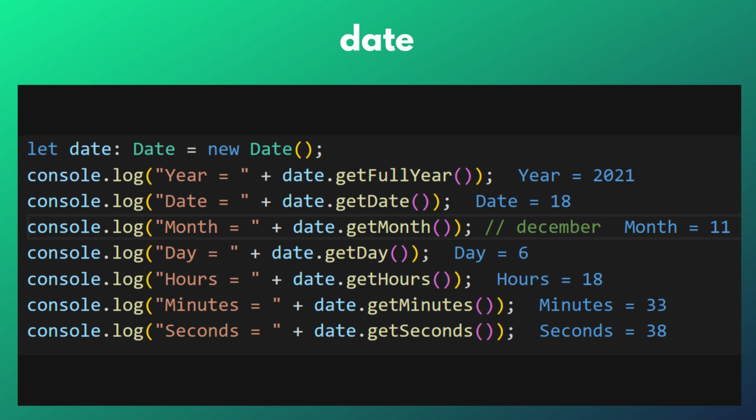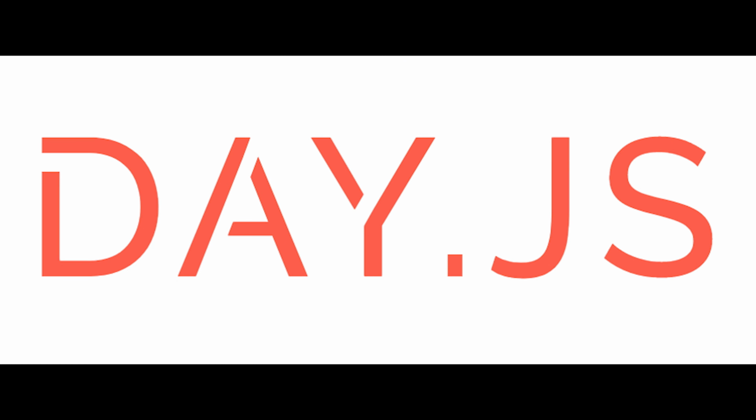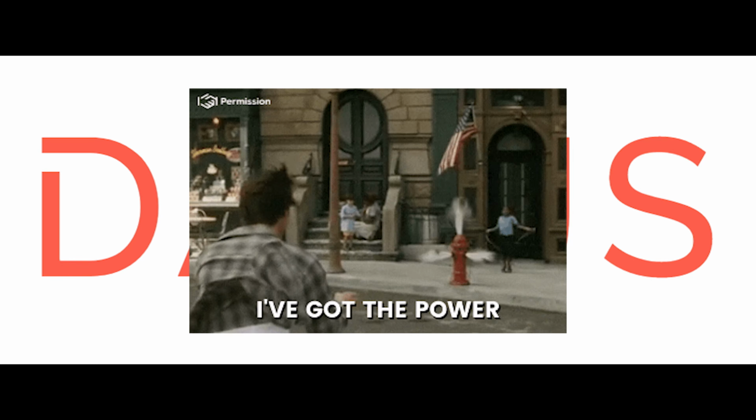Date. There are several ways to define a date, but one of them is using new Date, which creates a new date object with the current date and time. To work with dates, most of the time you need a library, a very intuitive and good one being Node.js. I'm not affiliated with them, but the library is really great.